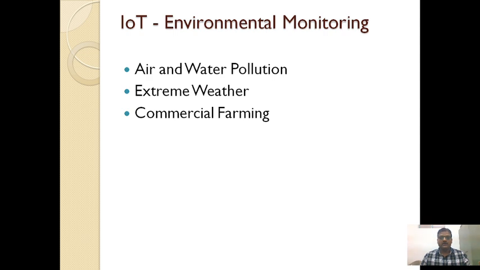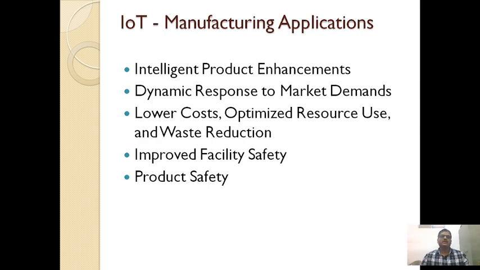Okay. In environment monitoring, next one is commercial farming, which is very important. Today, sophisticated commercial farms have exploited advanced technology and biotechnology for quite some time. However, IoT introduces more access to deeper automation and analysis. Okay. Next one is in IoT applications, manufacturing applications.